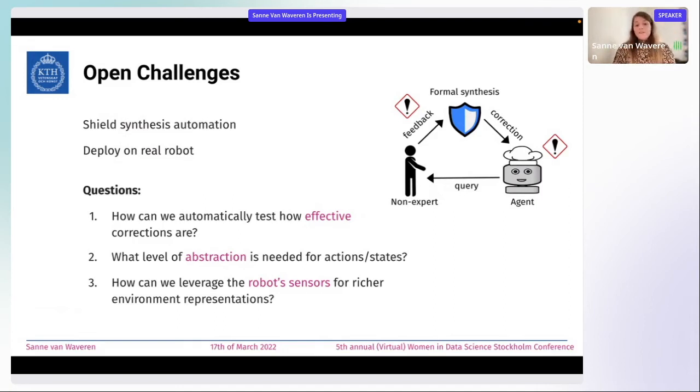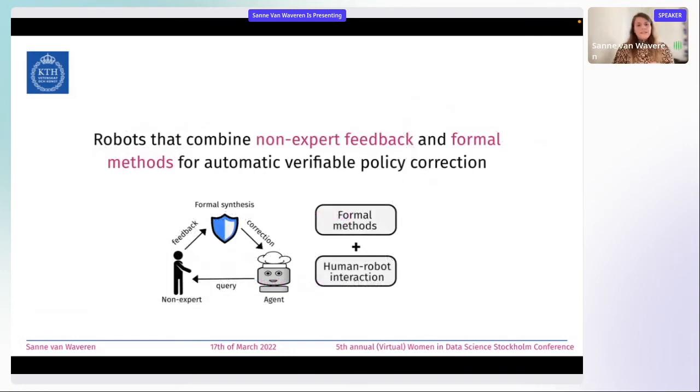And how can we leverage the robot sensors for richer environment representations? How can we use the sensor information and fuse them together so that we can give rich information to non-experts, so that the situation and the environment of the robot becomes understandable for them, even if they're not on site? And answers to these questions will help us develop robots that combine non-expert feedback and formal methods for automatic verifiable policy correction. So this was a very short talk.